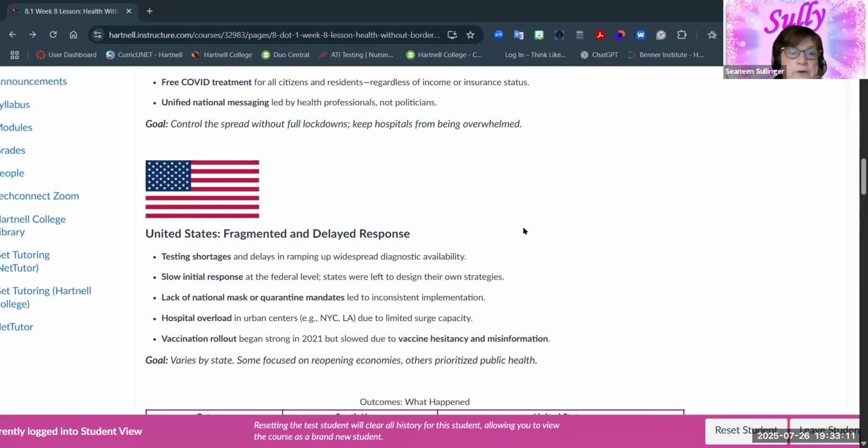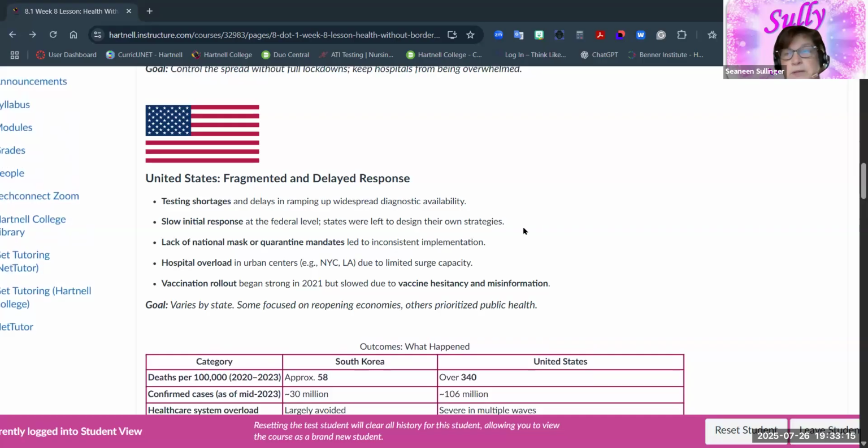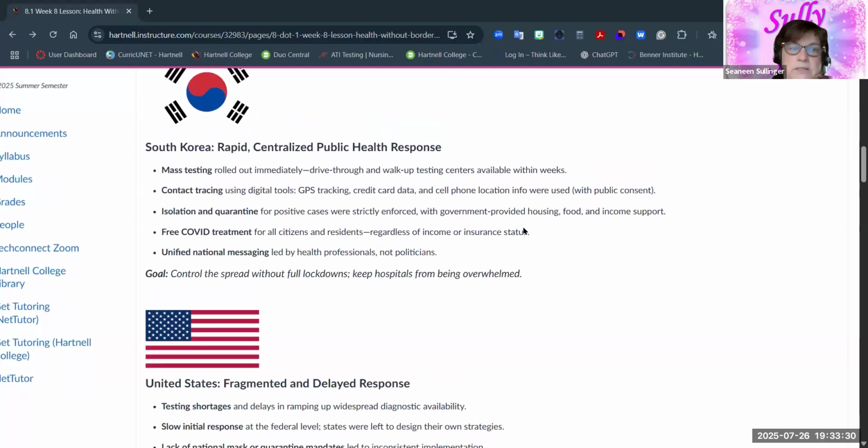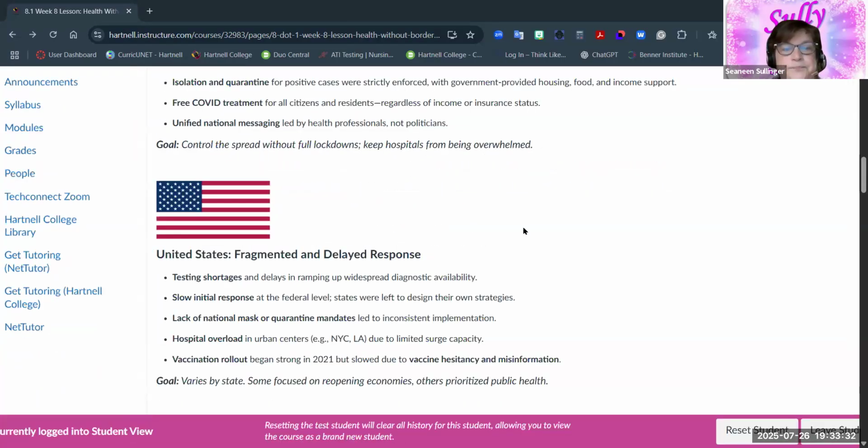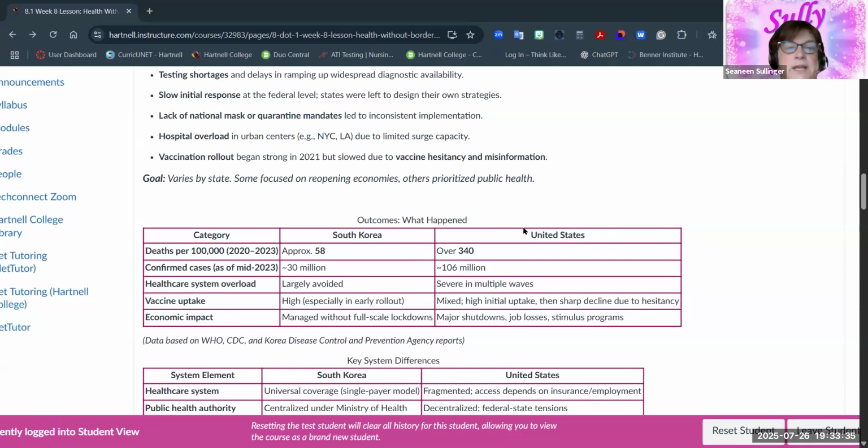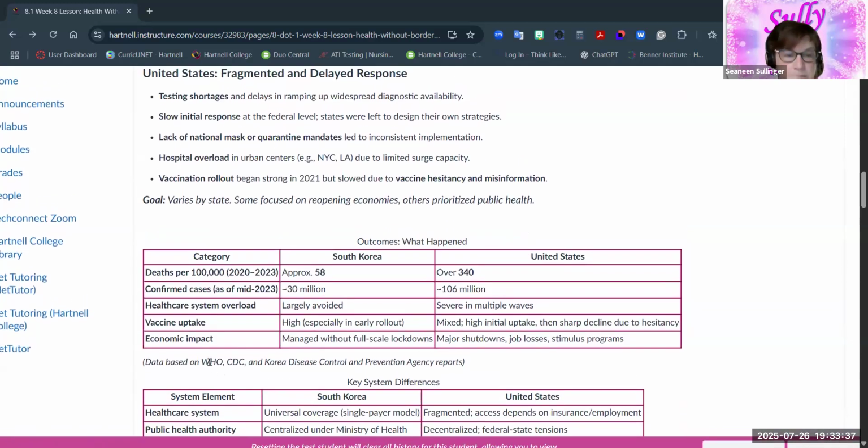So the goals varied by state. Some wanted to reopen economies and others prioritized public health, depending on how you think about that. But I would have to agree that in the United States, it seemed to be more that politically run decisions were made as opposed to the centralized response in South Korea. And so what happened if we look at the outcomes, right? This is based on World Health Organization, CDC, and Korean disease control.